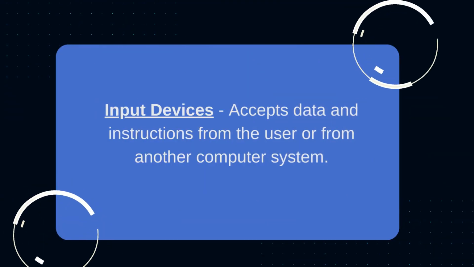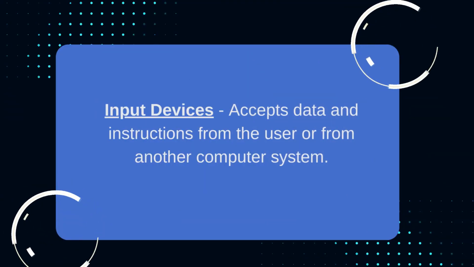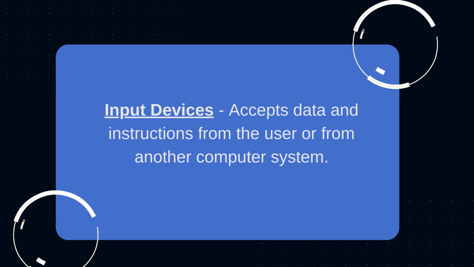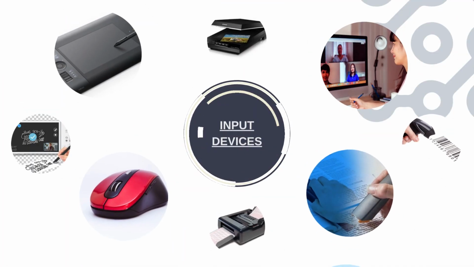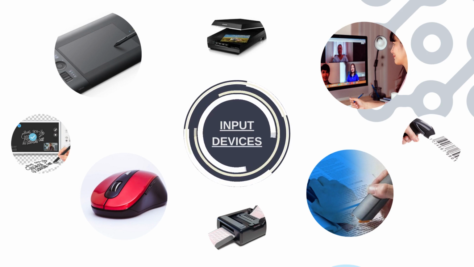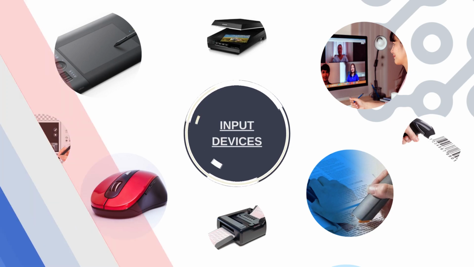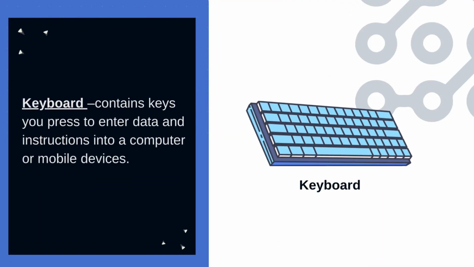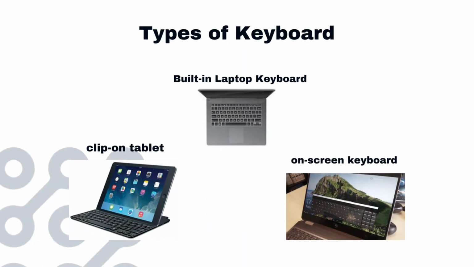Input devices accept data and instructions from the user or from another computer system. Users can enter data and instructions into computers and mobile devices in a variety of ways. The first example of input devices is the keyboard. It contains keys you press to enter data and instructions into a computer or mobile device. There are different types of keyboards. We have the built-in laptop keyboard, on-screen keyboard, and clip-on tablet keyboard.